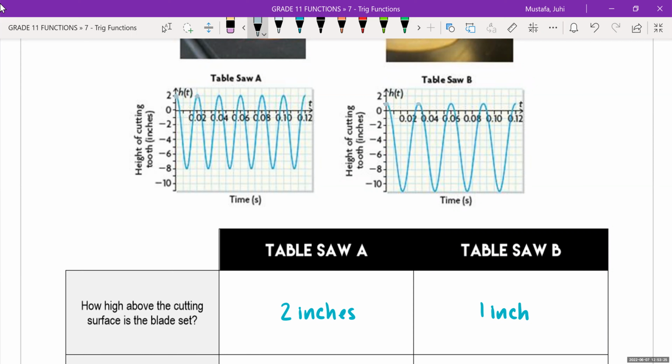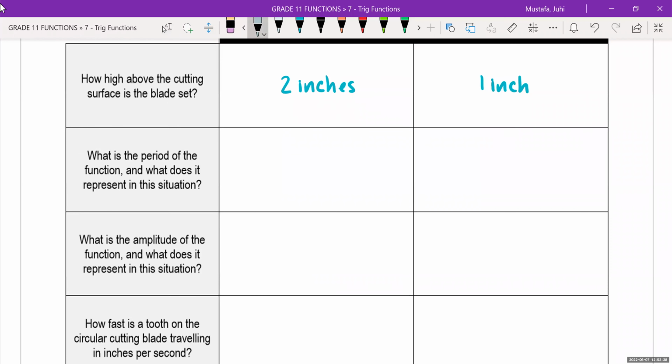So 0.0225. Let's see, hold on. This is 0.02. This is 0.04. Yeah, we can do our best guess. So I'm going to say this one would be 0.02 seconds. And then this would be, okay. Yeah, you can go ahead and check. Is it back there? Hold on, 0.0225 seconds. And what does it represent in this situation? Time for one rotation.